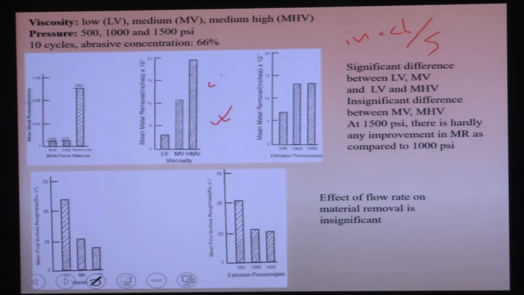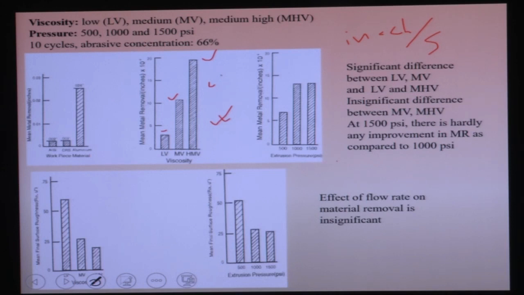So you can see low viscous media has a very low material removal rate, but with medium viscous media, when you are increasing the viscosity of this media, your material removal rate increases. And when you go for medium-high viscous media, it is still increasing. So you can conclude that with increasing viscosity of this media, your material removal rate also increases.